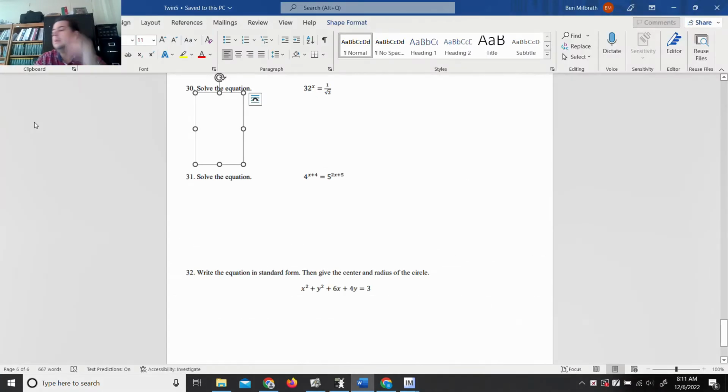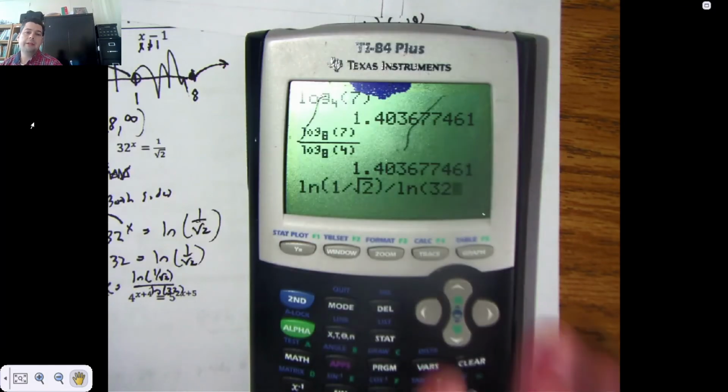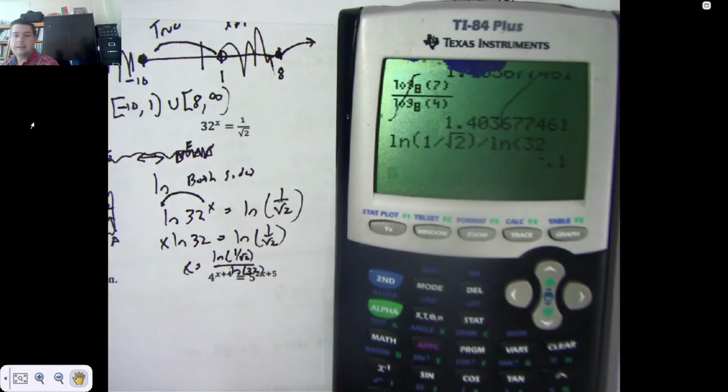That's cool. At this point in time, you can go to your calculator. Then you can just type it in. You got the natural log of 1 divided by a root of 2, and it is divided by the natural log of 32. And you can't see what I'm doing, can you? I just typed in what I wrote on paper. And I press the enter key and I get -0.1, so -1 over 10.